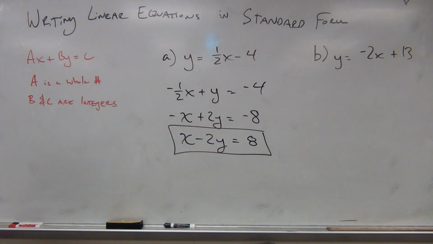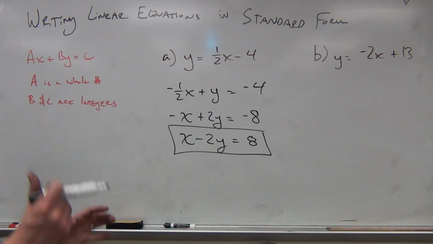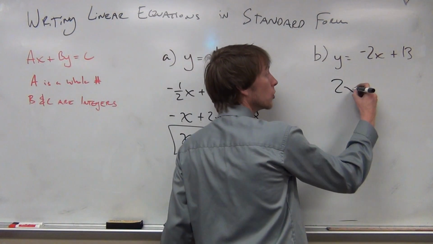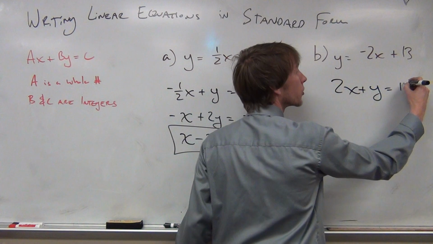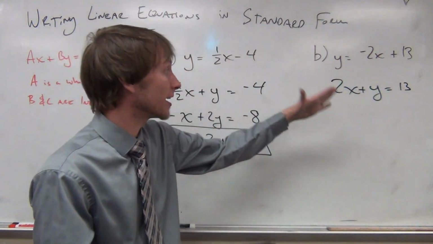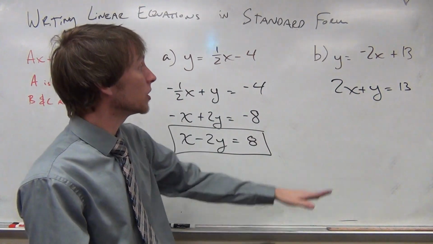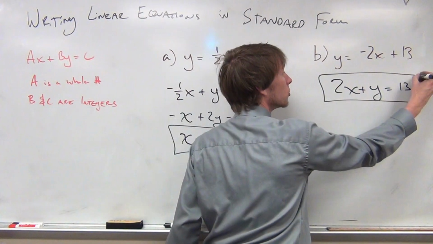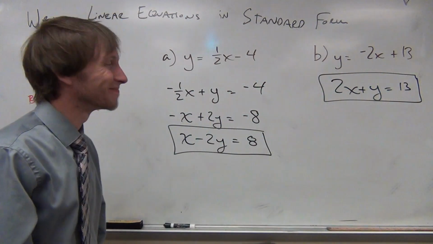For the other example, it's going to be a little bit easier, all right. It's a little easier is the correct grammar there. y = -2x + 13. If I want to write this in standard form, I'm going to add 2x on both sides. 2x + y = 13. I don't have to do anything fancy here. I don't have to change anything. I've got a whole number as my A value. I don't have any fractional coefficient for my y, so we are good to go. All right? Enjoy.